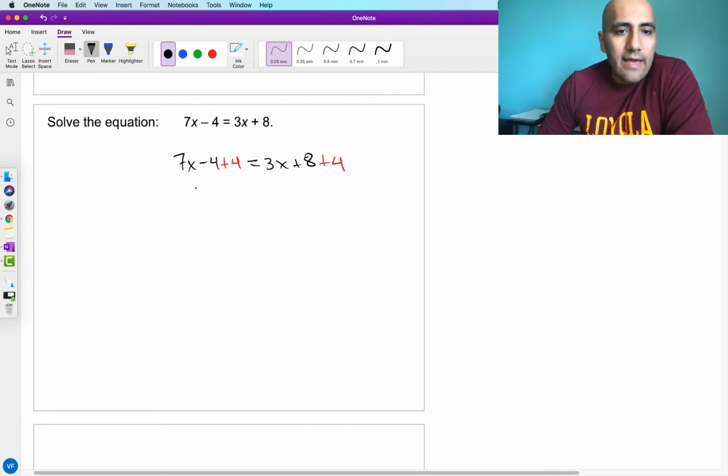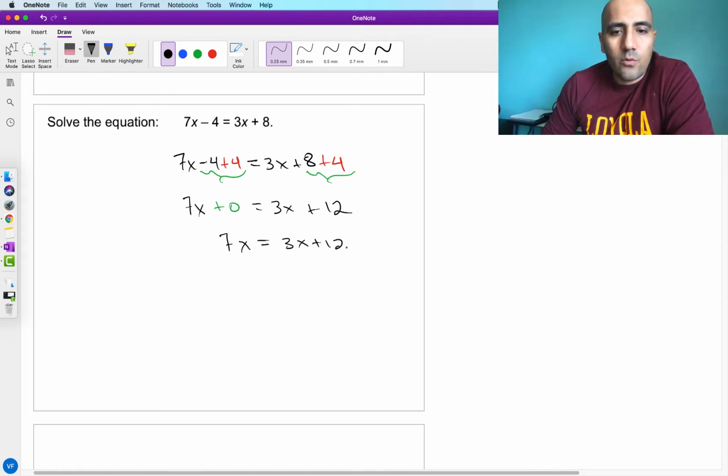Then you arrive at 7x minus 4 plus 4. So minus 4 plus 4 becomes plus 0. And then on the other side, we end up with plus 8 plus 4, so we end up with 3x plus 12. So we're getting a little closer to solving for it. Anytime we're adding 0, you're not changing anything, so we can just eliminate that 0 and leave it as 7x equals 3x plus 12.